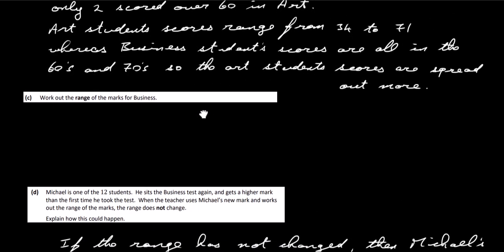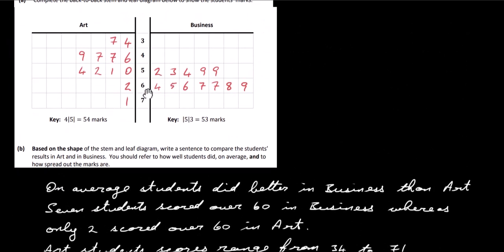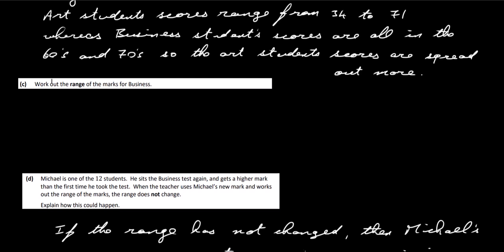Okay, the next question is, it says work out the range of marks for business. So what you've got to do is look at the highest score for business, which is 69, the lowest score for business, which is 52, and subtract them to get the range. So let's do that. So the range then for business is just 69 minus 52. When you do that, you get a range of 17.